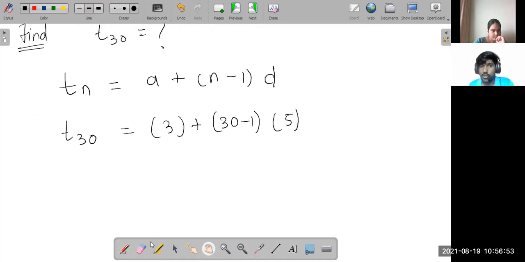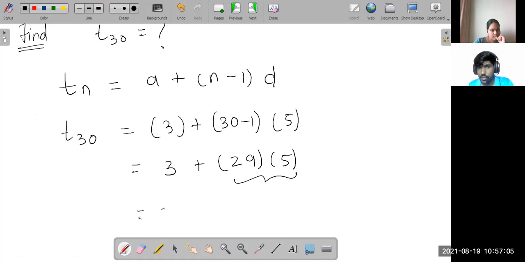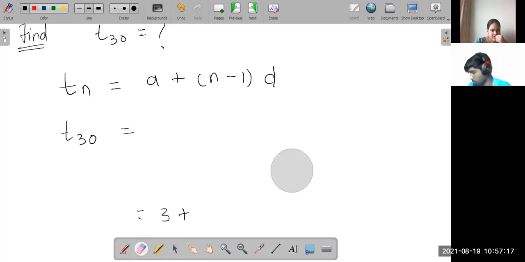Now you have to just simplify the right hand side. So this will be 3 plus, subtract this, 30 minus 1, 29, multiplied by 5. So first you multiply this, okay? So 3 plus 29 into 5. Okay, wait, they ask you to find out Tn also, no? 145. Okay, 1 minute.